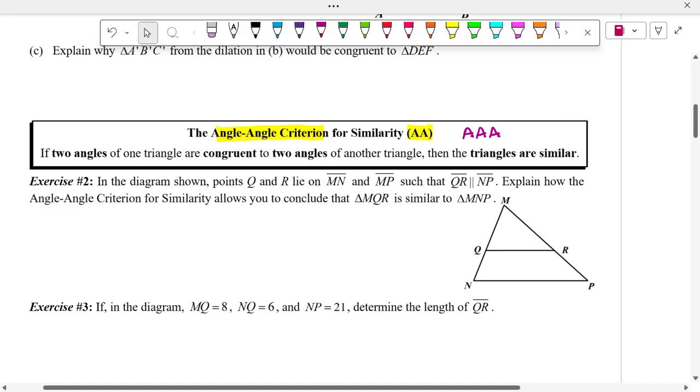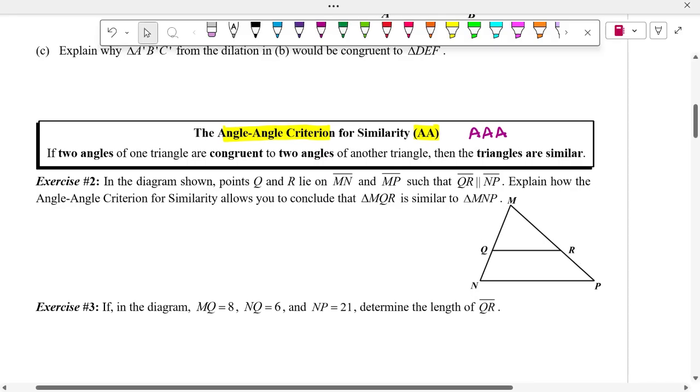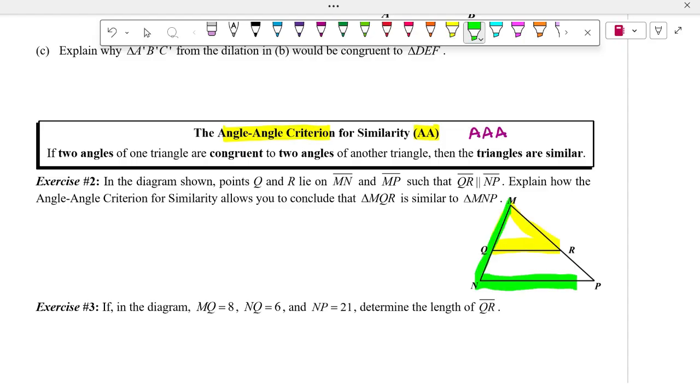We're going to show that these 2 triangles, this triangle and this triangle, are similar by the angle criteria. And they also told us that QR is parallel to NP. We're going to treat this a little bit like a proof. We're not going to do a full-blown proof, but we're going to state the sets of congruent angles, and then say why. What makes them congruent.